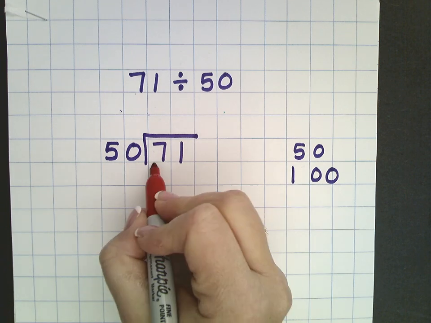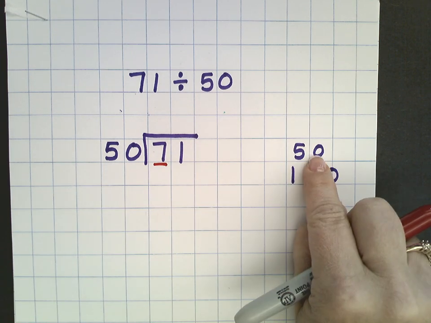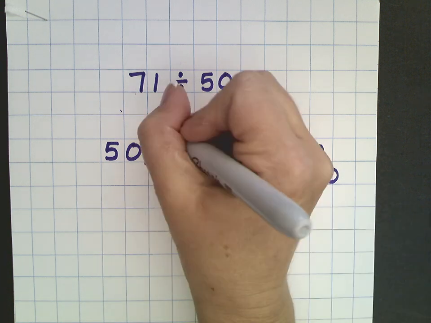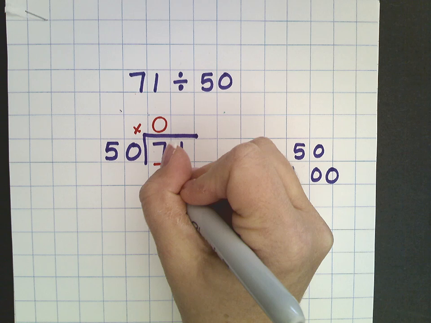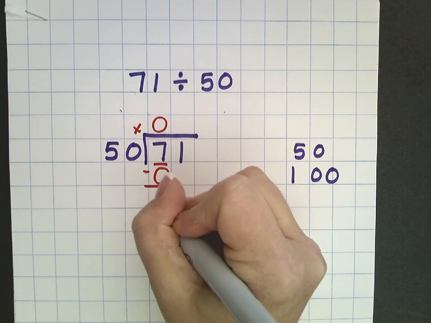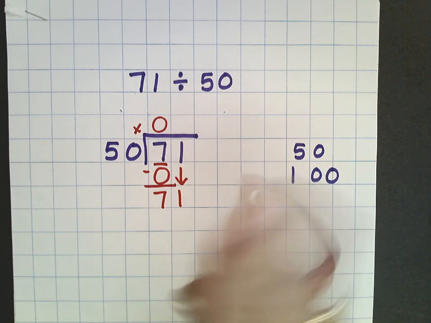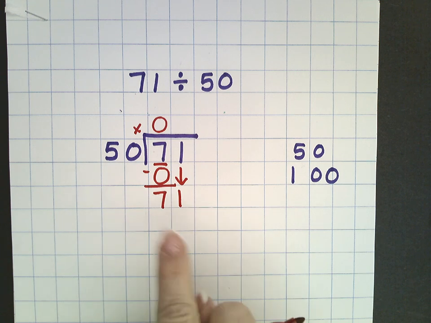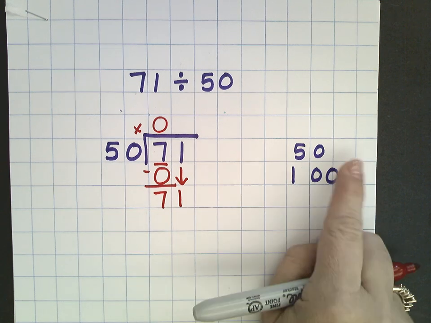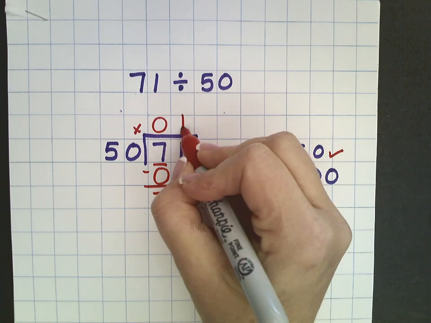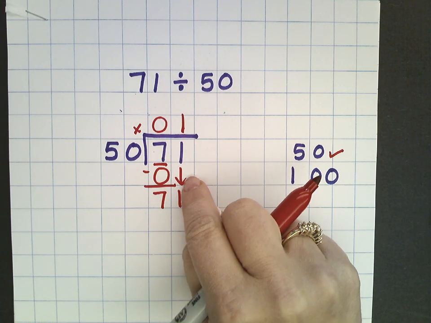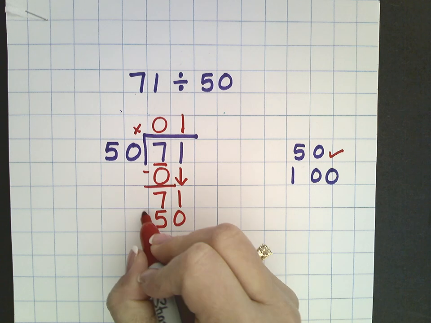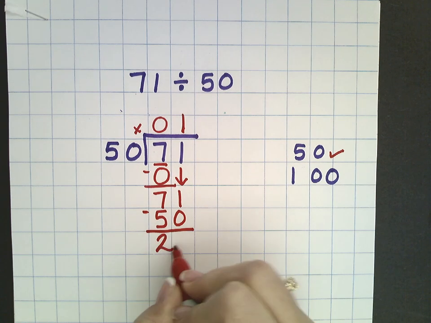So I'm going to do 50 into 7. It can't go at all because 50 times 1 is 50, and that's way too big. So that's a 0. So 0 times 50 is 0. Subtract, bring down. If you notice, we ended up with our exact dividend. So 50 into 71, it can't go 2 times, so it looks like it's going to go 1 time. Notice that 1 goes right above where I took down the 1. So 1 times 50 is 50. We're going to subtract, get 21.